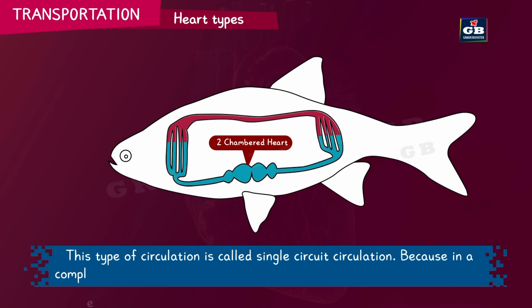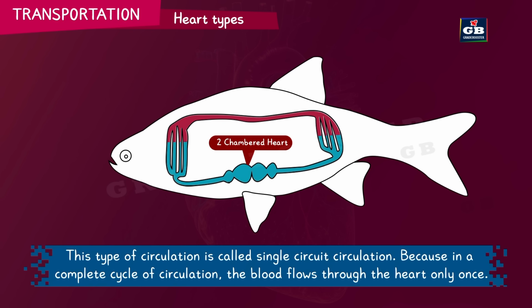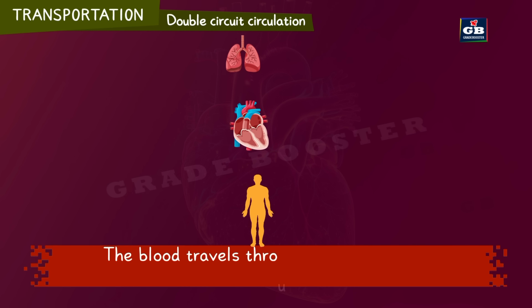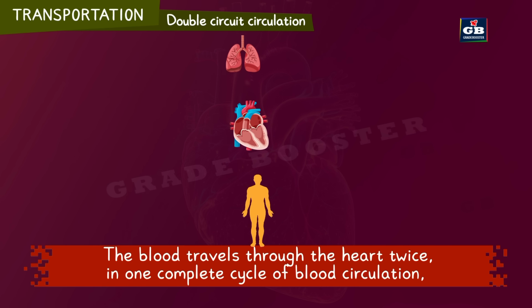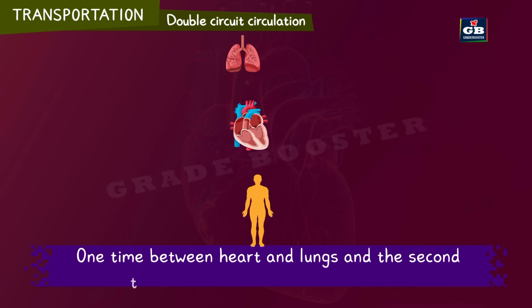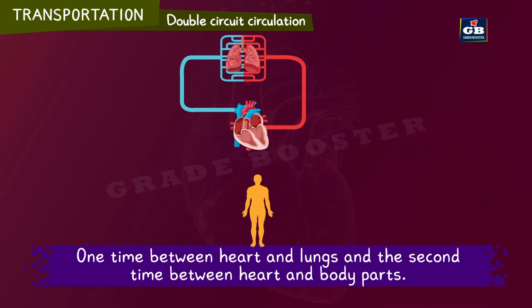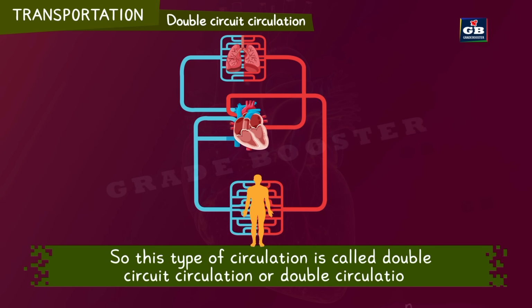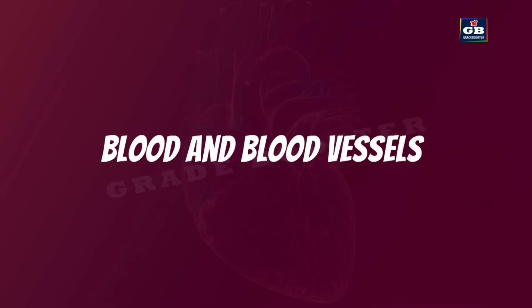This type of circulation is called single circuit circulation because in a complete cycle of circulation, the blood flows through the heart only once. Double circuit circulation. In mammals, the blood travels through the heart twice in one complete cycle of blood circulation. One time between heart and lungs and the second time between heart and body parts. So this type of circulation is called double circuit circulation or double circulation.